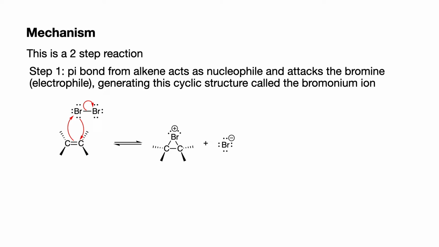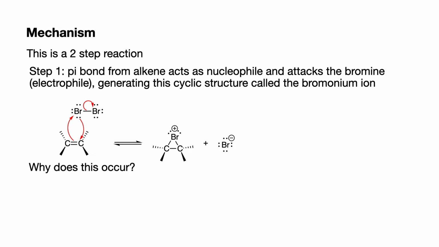So, as you can see, we have our pi bond attacking that bromine, and those electrons are going to essentially push the two bromines' sigma bond that connects them onto one of the other bromines, onto the right bromine, which is going to make our bromide anion. And then the bromine on the left is going to connect to those two carbons and form this cyclic, positively charged structure called a bromonium ion.